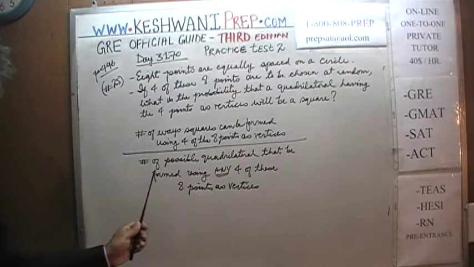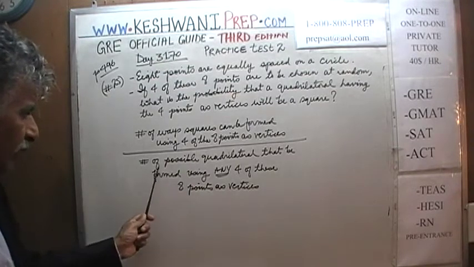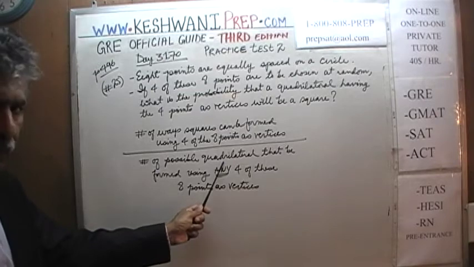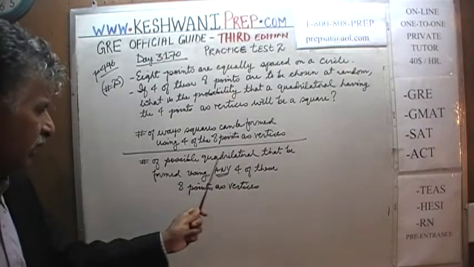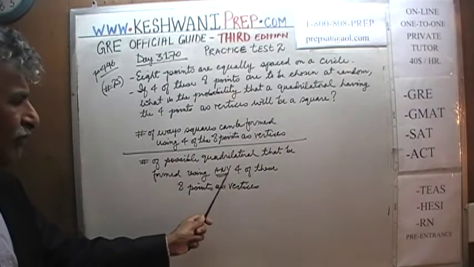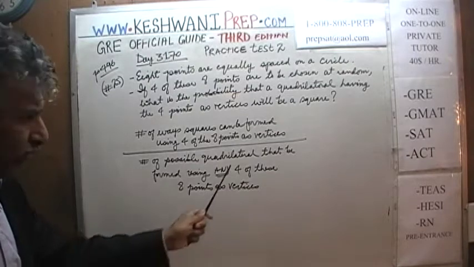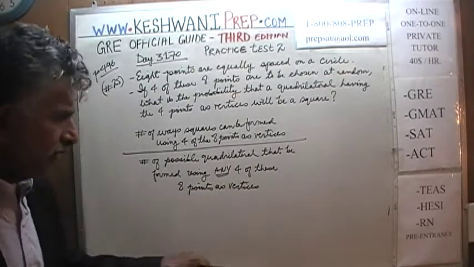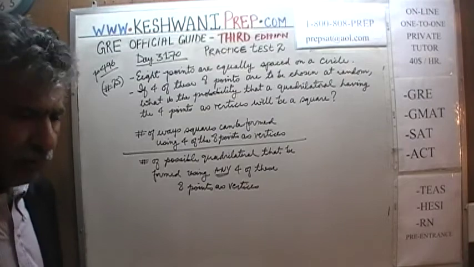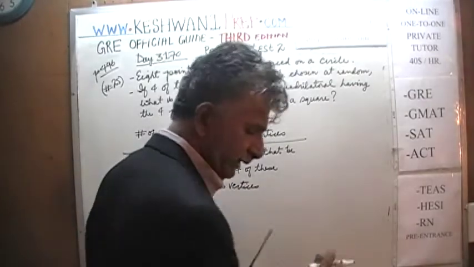And on the bottom we have the total number of outcomes, which is the number of all the possible quadrilaterals that can be formed using any four of these 8 points as the vertices. So let's take a look at these 8 points that we've been talking about. They have to be equally spaced. They have to be equal. That's the key part here.